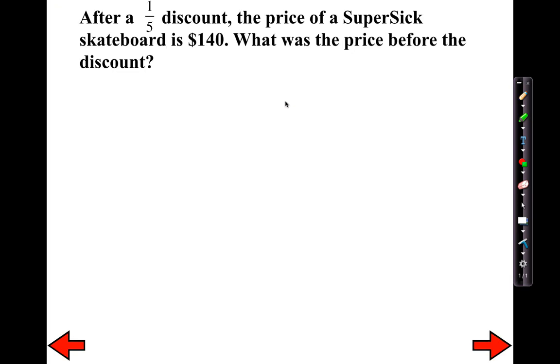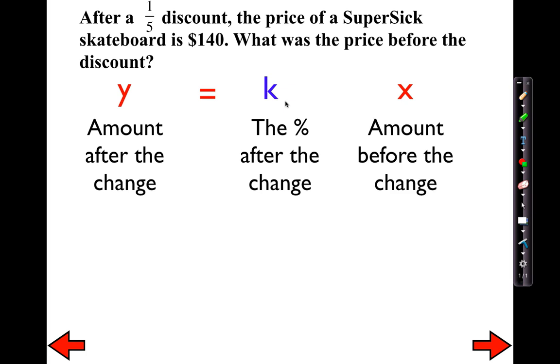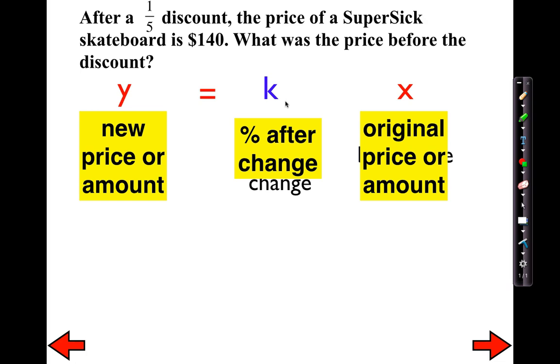So here it says, after a 1/5 discount, the price of Super 6 skateboard is $140. What was the price before the discount? So we're going to use our equation y equals kx. Y is representing the amount after the change, and then k, of course, is representing the percent after the change. And x is the original amount, so it's the amount before any of the change. So here, you can think of y as your new price or your new amount. K could be the percent after change, and then x could be the original price or amount.